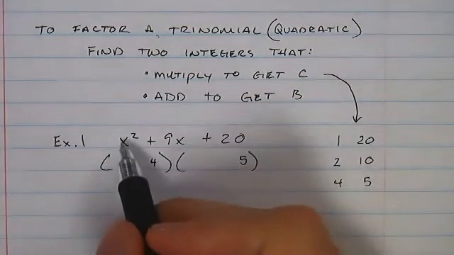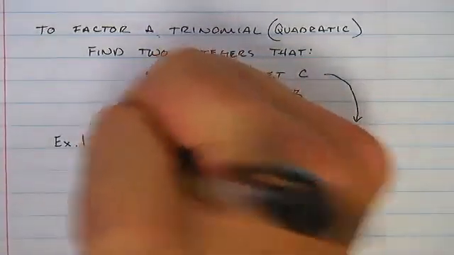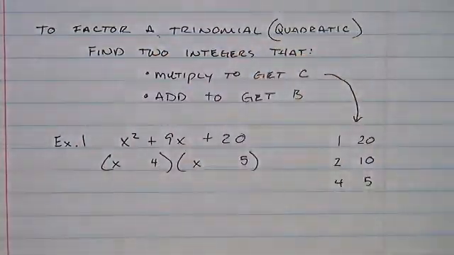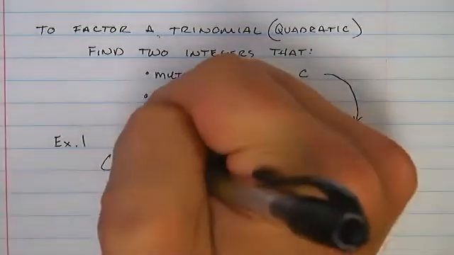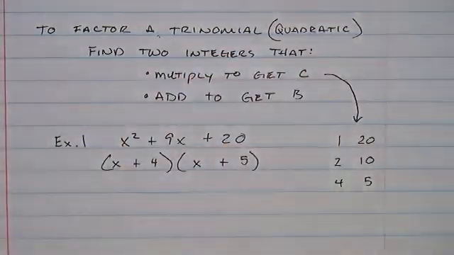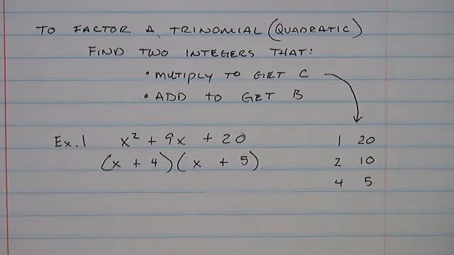Now, the front term here is x squared. I know you get that by multiplying x times x. And so then it's a +4 and a +5. And so there's our factors. That's how we're going to factor that trinomial.